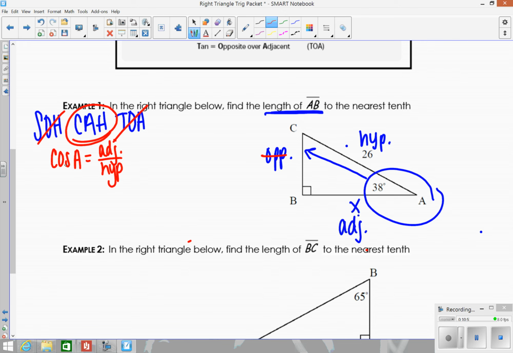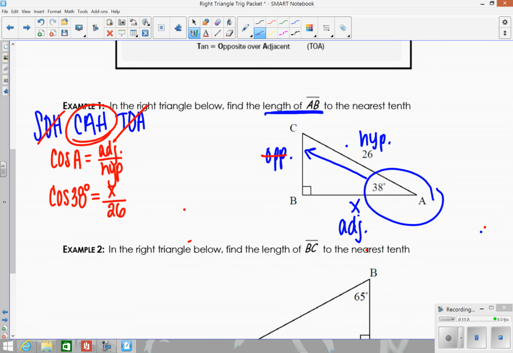So if I'm talking about cosine of A, A is really going to be 38 degrees, so let's go ahead and plug in that. So cosine of 38 is equal to the adjacent, which is x, over the hypotenuse, which is 26. So there's my equation. Cosine of this acute angle is equal to the ratio of the adjacent to the hypotenuse. So now I just have to solve it.